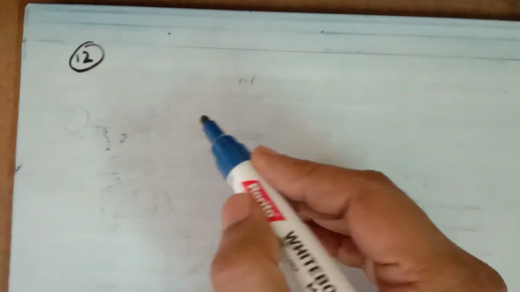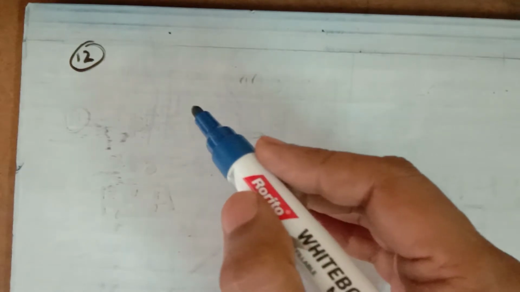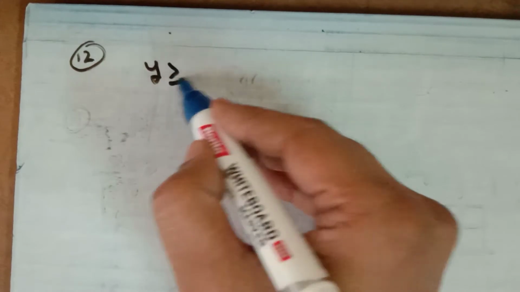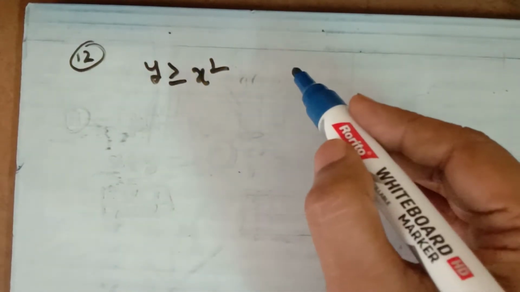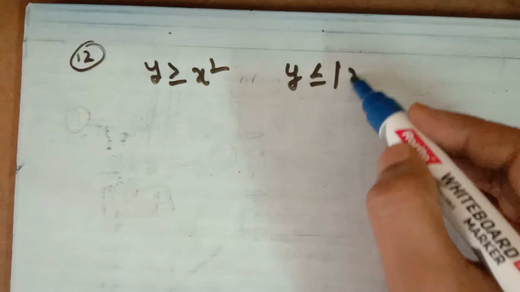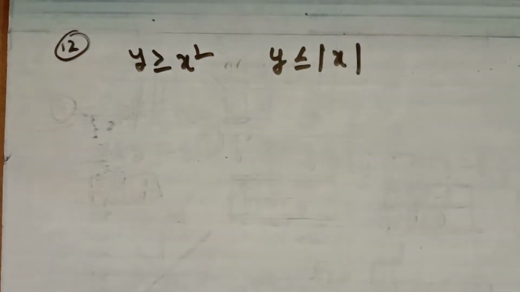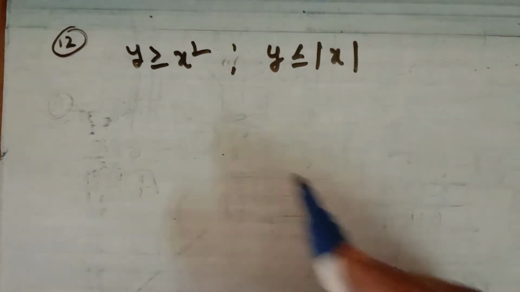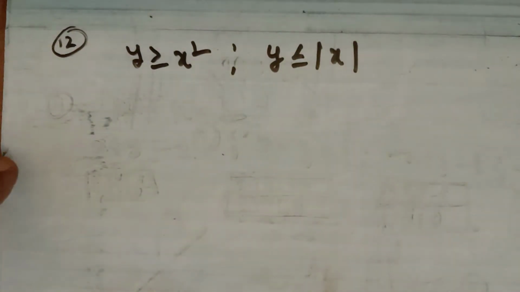Now in question number 12, this question you have already done two times in the previous exercises, which is as follows. Question number 12: y is greater than or equal to x square, and y is less than or equal to mod x. So this is the area bounded by these two curves that you have to find. In place of equal we have inequality signs.